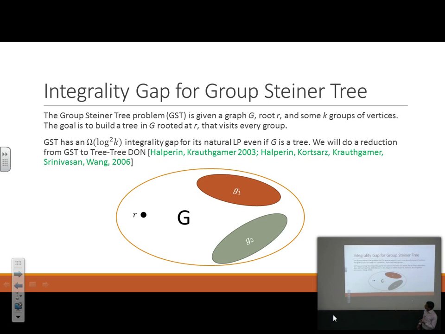And the goal in the group Steiner tree problem is to build a tree that meets at least one terminal from each of the groups. So it's like a set cover union Steiner tree. So think of it that way. I want to cover each of these sets, but what I'm covering with is a tree. And this problem has a log squared k integrality gap, where k is the number of groups, for a similar natural cut covering LP relaxation. And this integrality gap works even if the underlying graph is a tree. That's due to Halperin, Krauthgamer, and others.